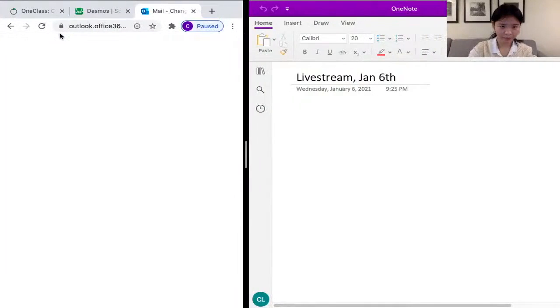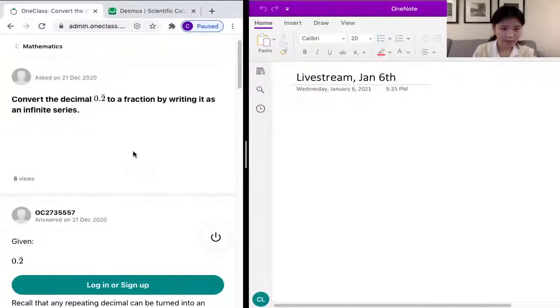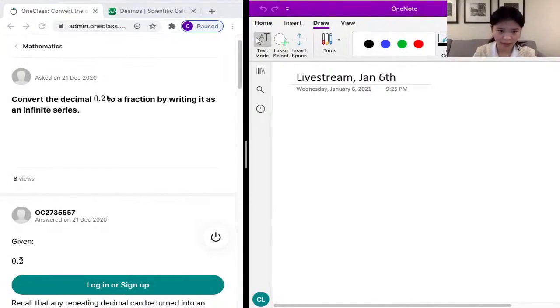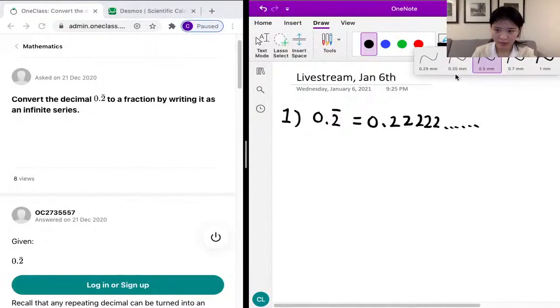Let's look at our first problem. It's asking us to convert the decimal 0.2222. The dash line on top of the number just means that it goes infinitely, so it's 0.22222, and the 2 goes infinitely. And we want to convert this decimal to a fraction by writing it as an infinite series.